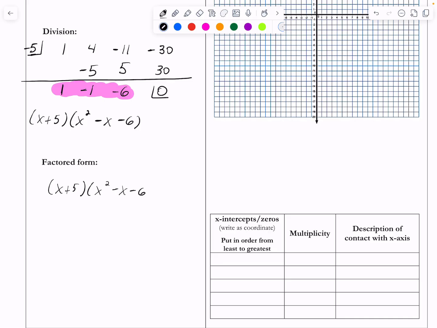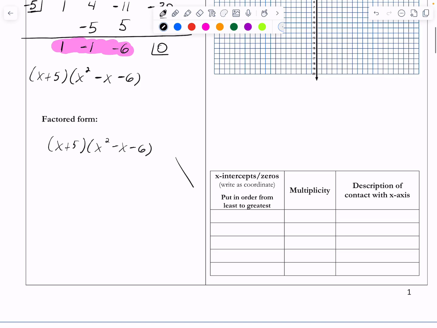I'm going to factor this quadratic trinomial here on the right-hand side using my x. So a times c, that adds to b. A is 1, c is negative 6, b is negative 1. So I need 2 numbers that multiply to give me negative 6 and add to a negative 1. So it's going to be negative 3 times 2 is negative 6. And negative 3 plus 2 is negative 1. So here's my fully factored function here, x plus 5, x minus 3, and x plus 2. All right, so if you wanted to put that in f of x notation, there's the factored form.